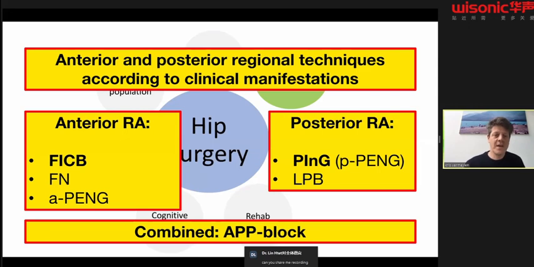I don't think it's a problem to combine them, because we are not using that much volume. I think Philip told that he used 20 mL. For the posterior approach, I also use 20 mL, so that's 40 mL. And as I already told you, 40 mL used for a block is not that dangerous for toxicity.